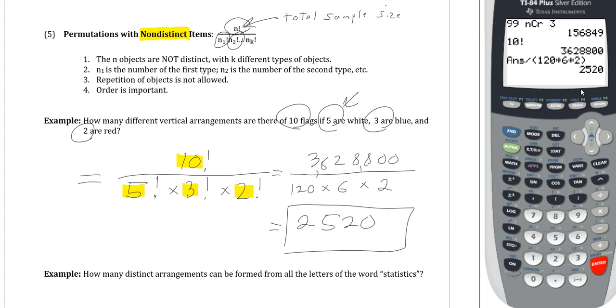You also want to make sure that your final answer here comes out to be a whole number. If it does not come out to be a whole number, check the factorials that you set up. You probably set up one of them incorrectly, and the numbers on the bottom don't add up to the number on top. It should always come out to be a whole number.